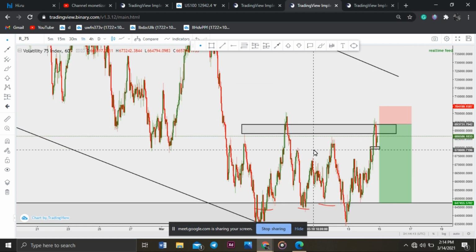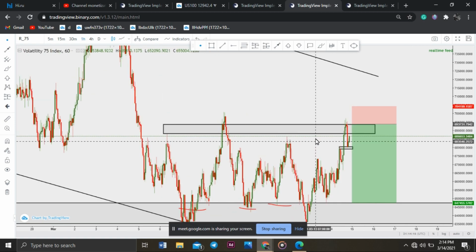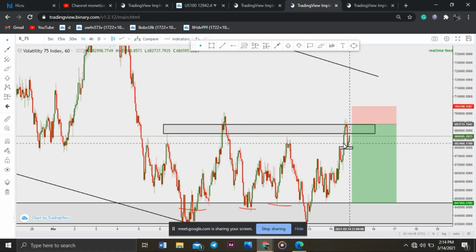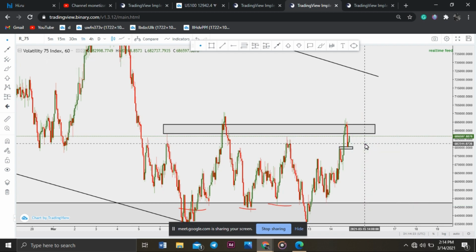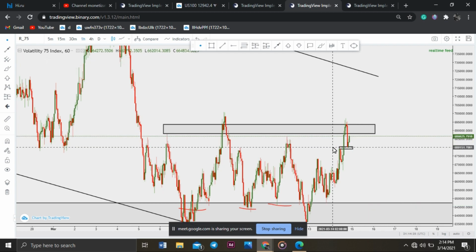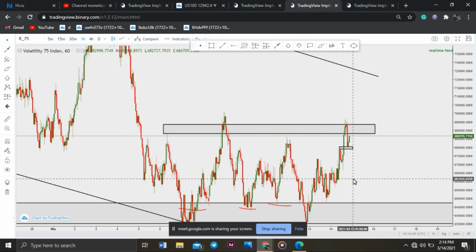So I think that's the next opportunity I'll be looking at on VIX 75. I'll be looking at how price is going to react just about this zone, and if I should see a reversal on the lower time frames, then I'm going to take it all the way to the downside.